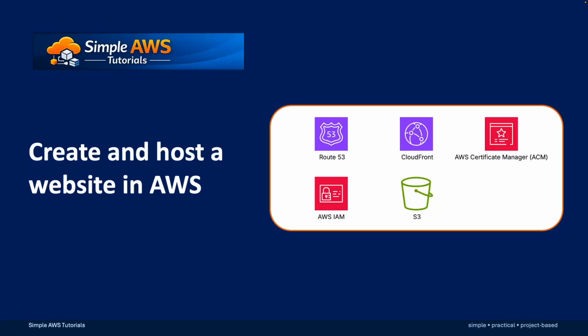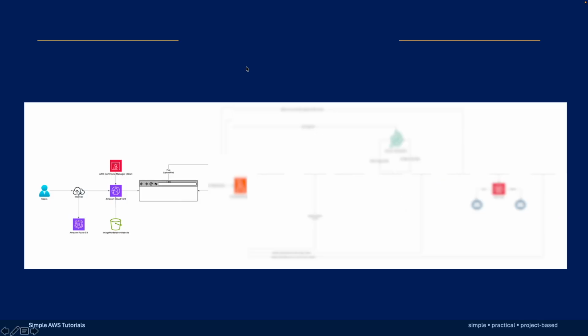In this part, we are going to build the front-end website that allows users to upload their images. We'll be using Route 53, CloudFront, AWS Certificate Manager, S3, and AWS IAM. So here's what we are going to build in this part.